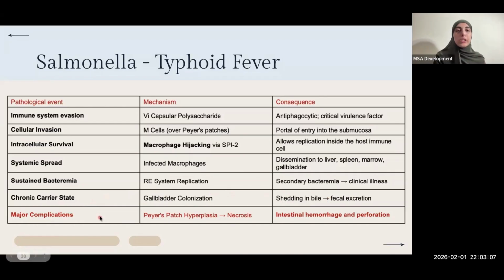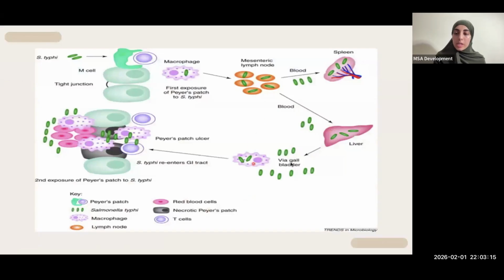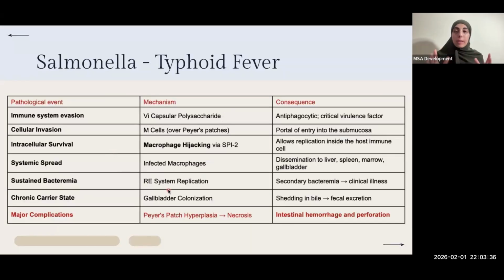A major complication of typhoid fever is Peyer's patch hyperplasia. Okay, remember what we said here. If it's staying in the gallbladder and then it's being shed into the bile, it will go back into the intestine and cause a secondary exposure. This secondary exposure is where basically it leads to the Peyer's patches becoming so big. So after they go into the gallbladder, get stored, go back into the bile, then they make the Peyer's patches get big and hyperplastic, eventually becoming necrosed. And this hyperplasia and necrosis of the Peyer's patches can lead to intestinal hemorrhage and perforation.